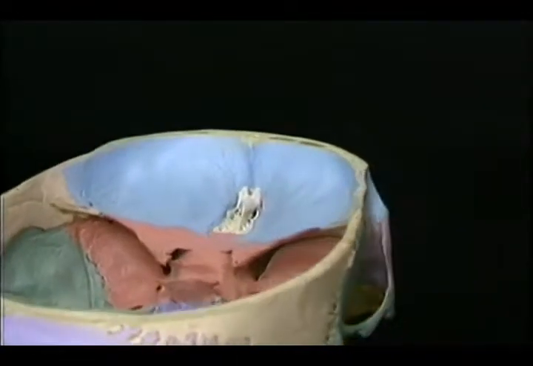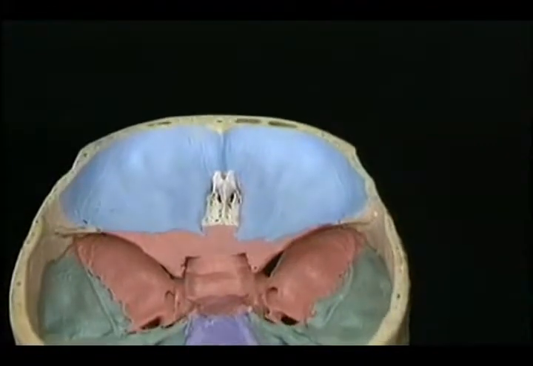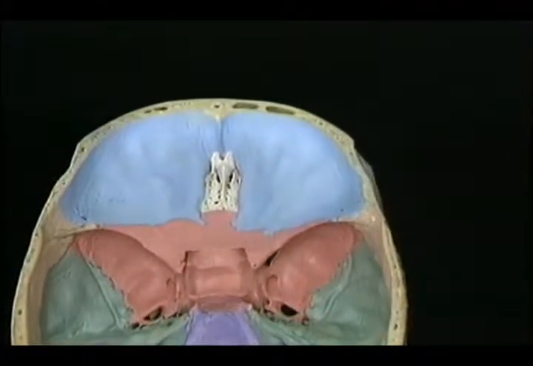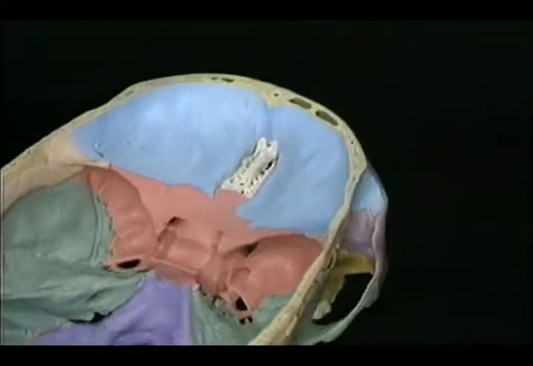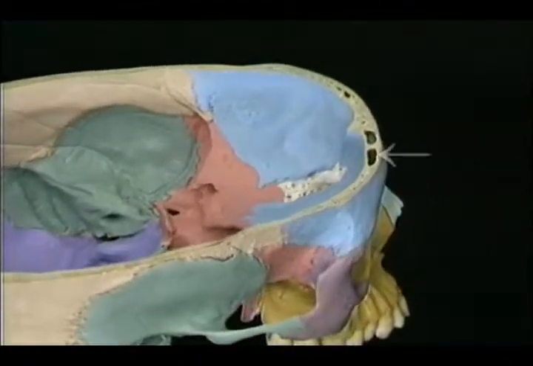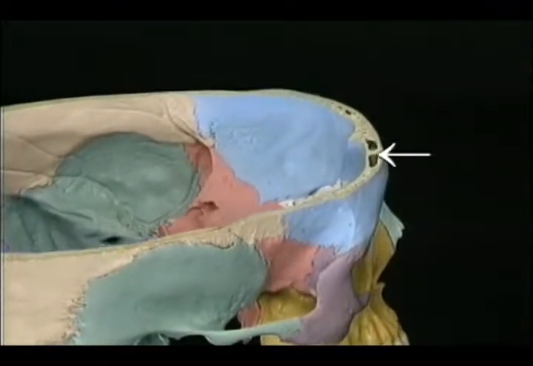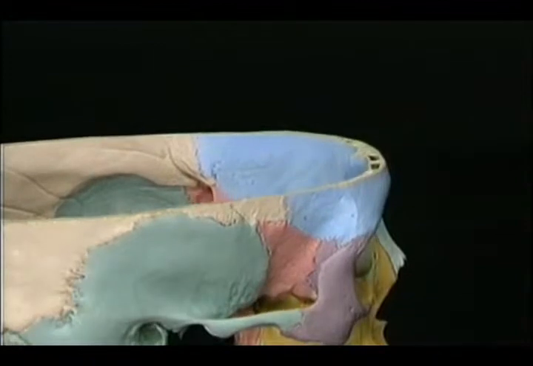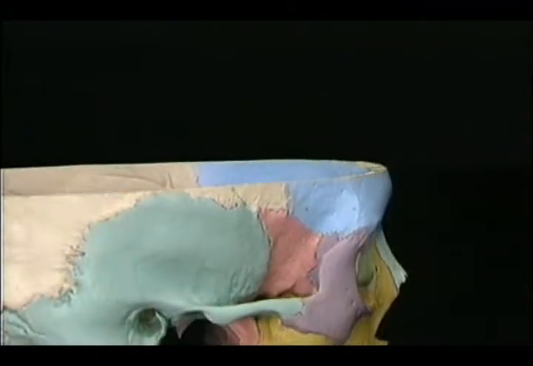The frontal bone also forms most of the floor of the anterior cranial fossa. The part of the frontal bone near the midline is hollow. The hollow space is the frontal sinus, one of the paranasal sinuses, which we'll look at shortly.